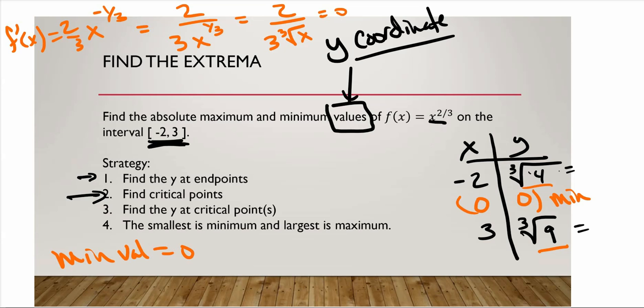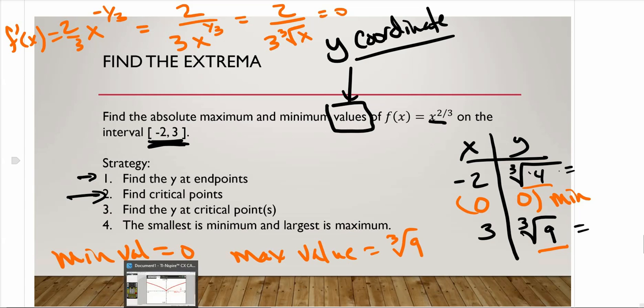Now, what's my maximum value? My maximum value is going to be the highest of those points. So the maximum is going to be the higher of the two. What did I say was larger, the cube root of 4 or the cube root of 9? The cube root of 9 is larger, so we're going to say that the cube root of 9 is my maximum value.